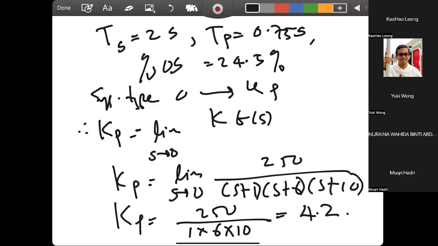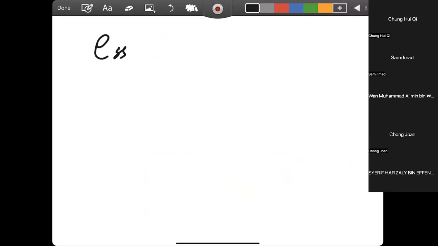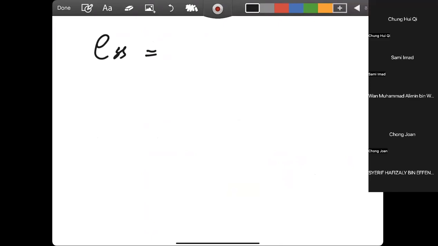Okay. So what is the steady state error? Absent. What is the steady state error? 1 over 1 plus KP, which is 0.19.